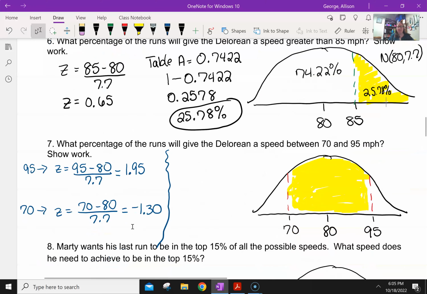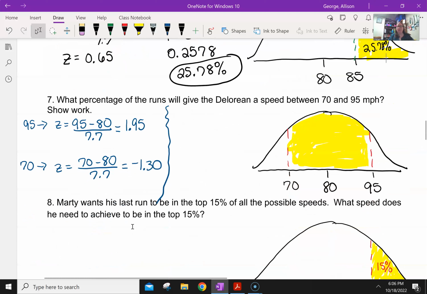So in number 7, it's saying what percentage of the runs will give the DeLorean a speed between 70 and 95 miles per hour. So I've gone ahead and drawn our graph already. We've got 70, we've got 95, we're shading in the middle. Based on that, we should be having a pretty big number when we're done.